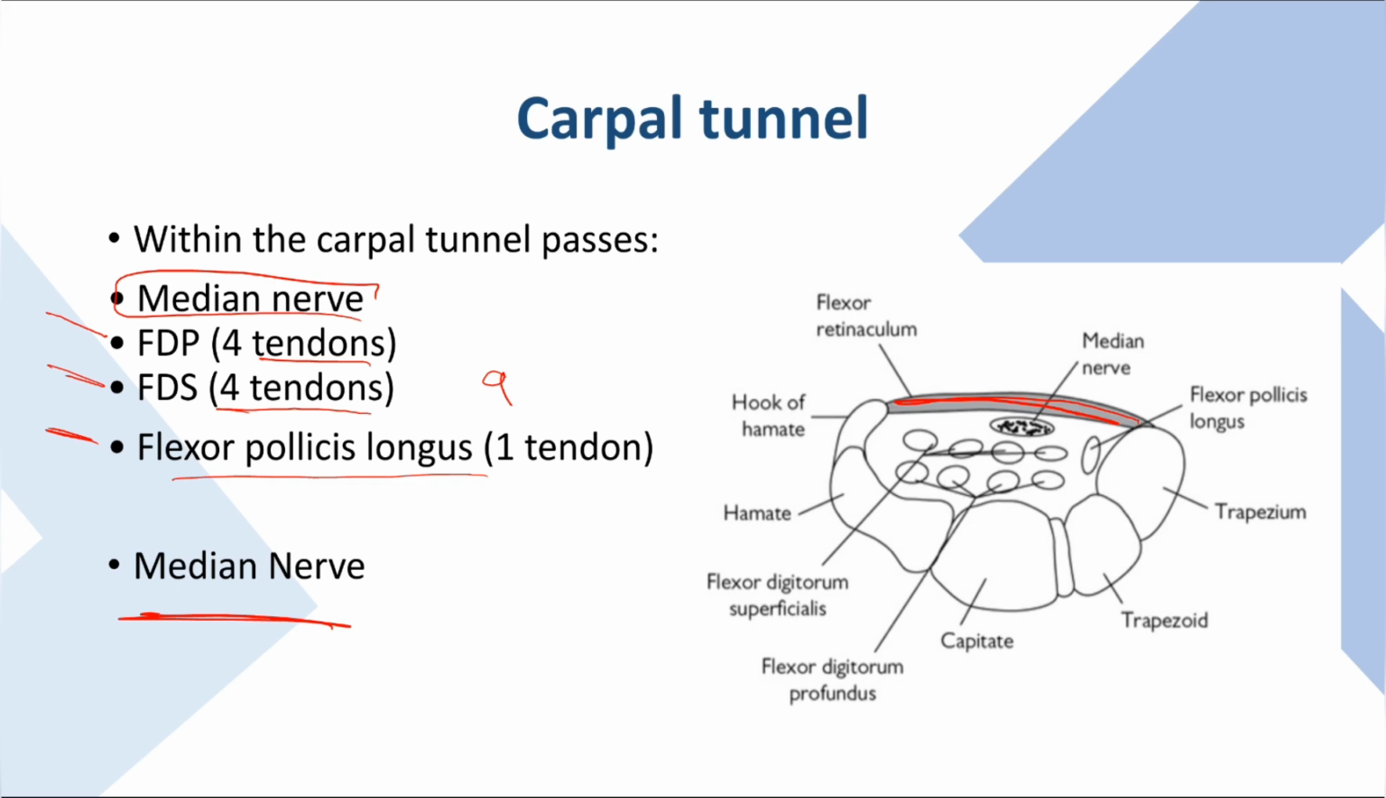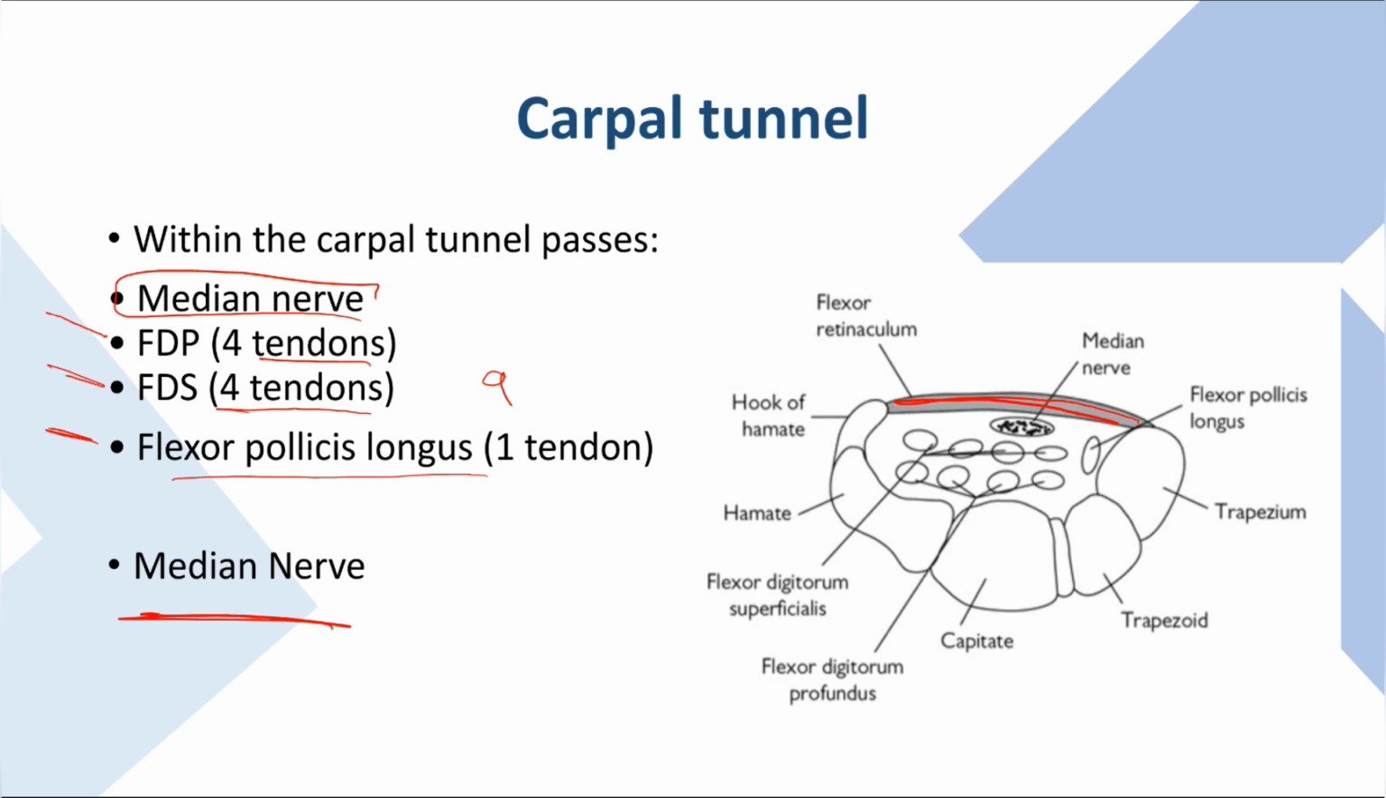A common sign to detect carpal tunnel syndrome is Phalen's sign, in which if you flex the wrist for about 60 seconds or 1 minute, there will be tingling or numbness at the fingers, especially on the thumb, index, and middle finger. This suggests carpal tunnel syndrome.